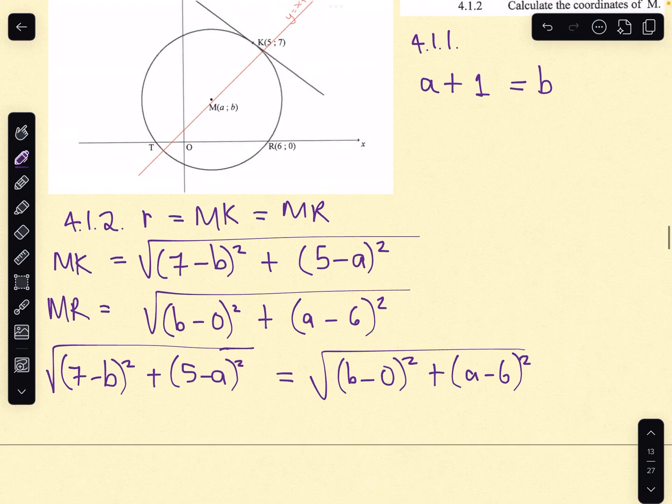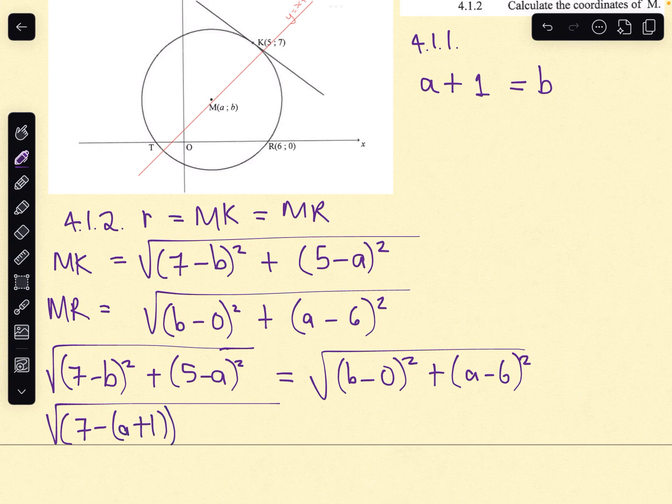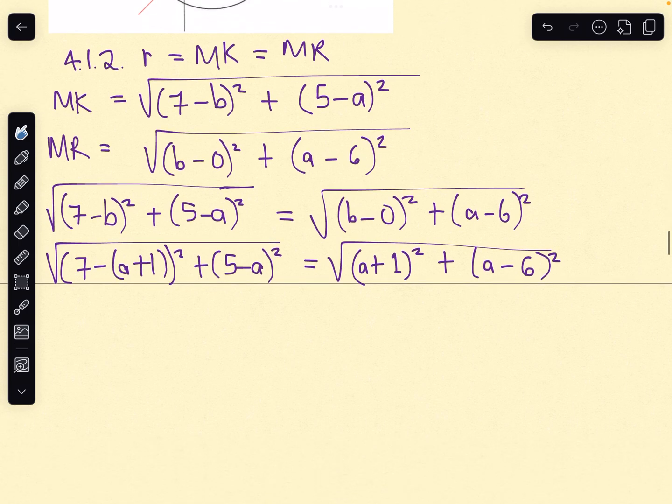So let's just do the replacement then. So we have 7 minus (a plus 1) squared plus 5 minus a squared is equal to a plus 1 minus 0, which is just a plus 1, squared, plus a minus 6 squared. Okay, and if these square roots have the same value, then that means that what is being square rooted also has the same value. You can also think of it as, we're squaring both sides. So we can drop our square roots.